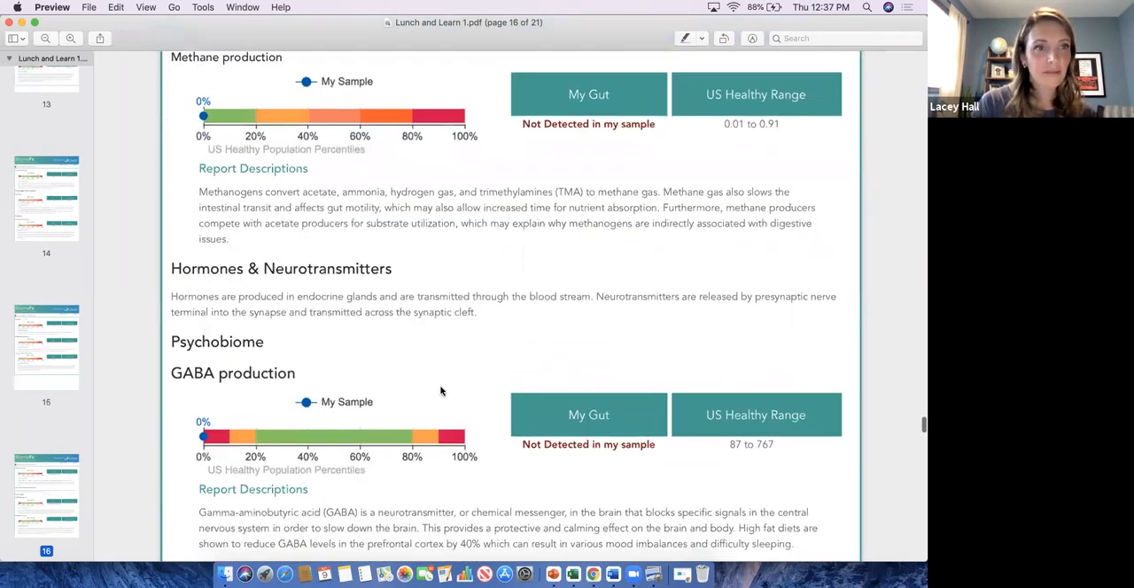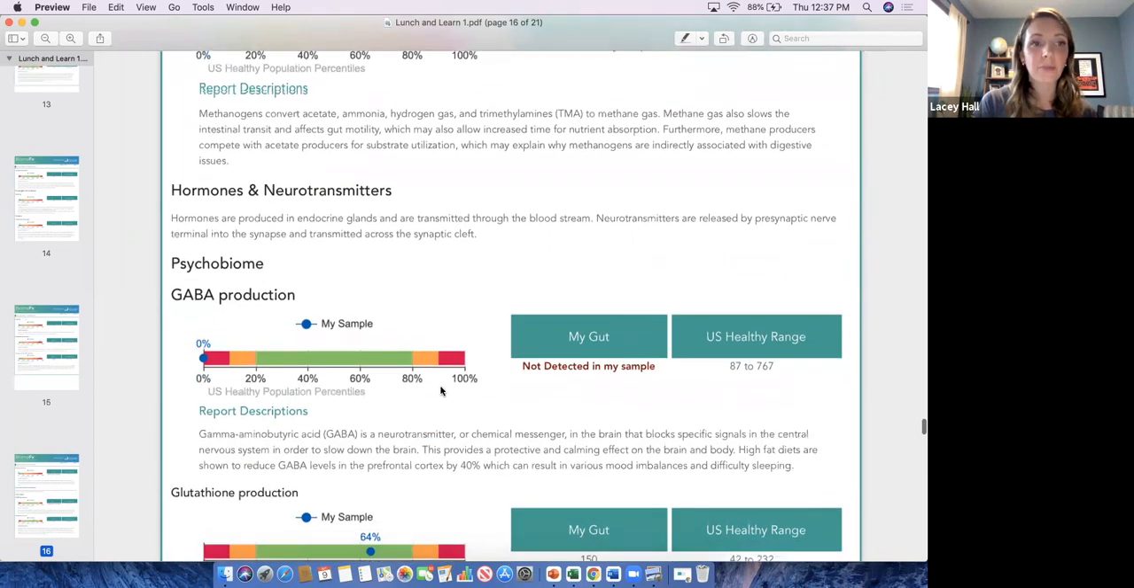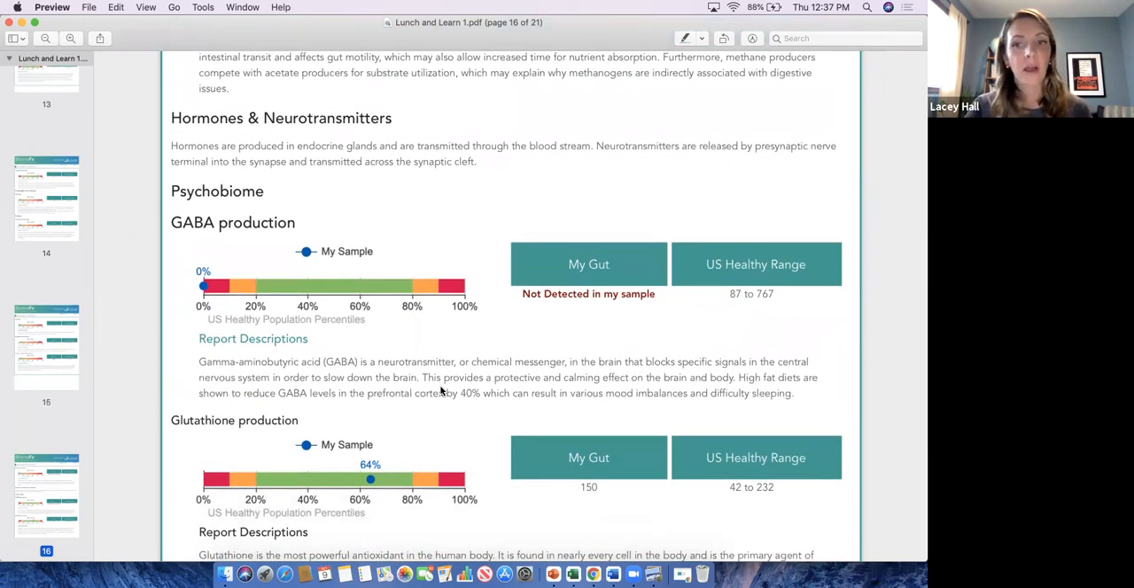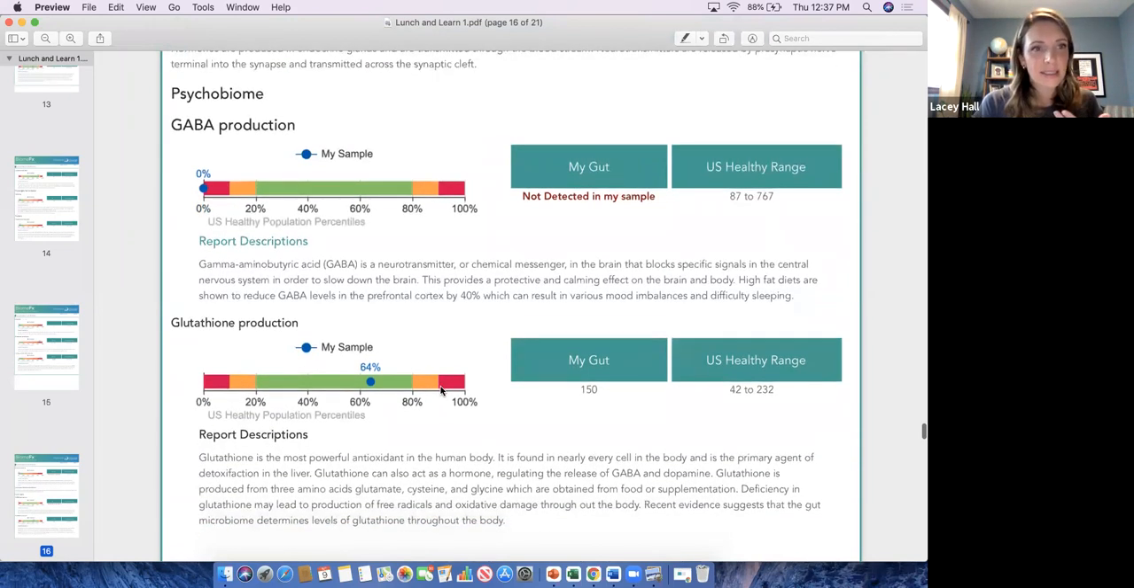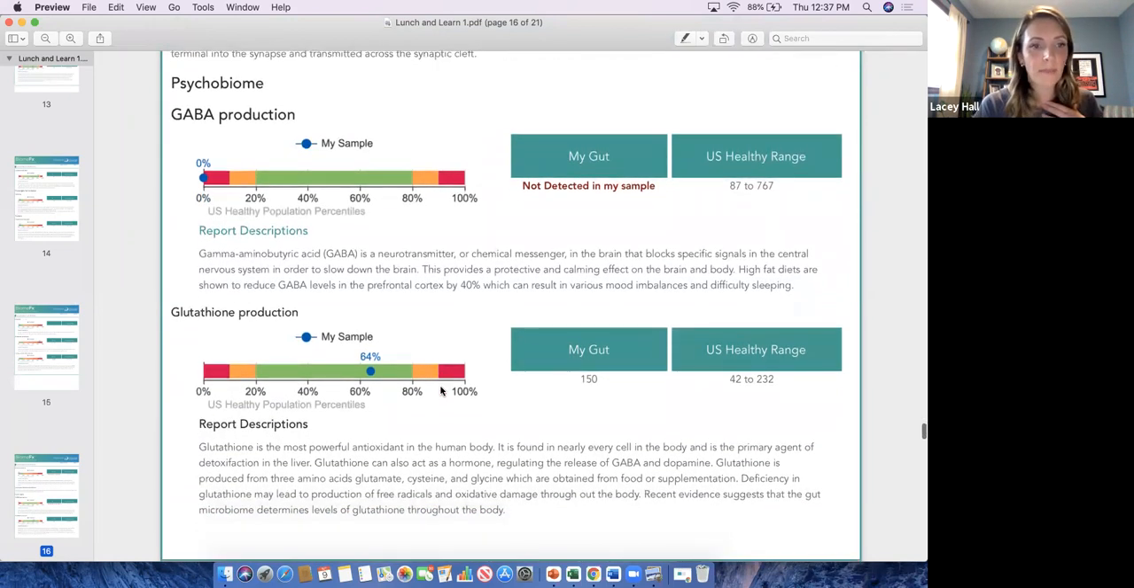No methane production. I didn't think there would be. We didn't see the methane producers at the phylum level elevated at all. Her GABA production is pretty non-existent from the gut standpoint.